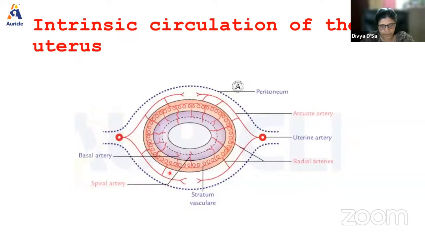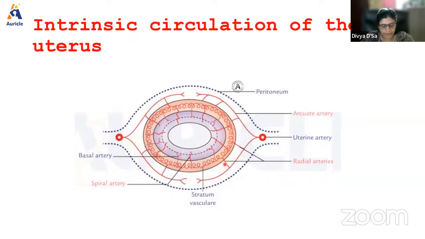Okay, they will pierce through the myometrium and form what we call the stratum vasculare. This is the stratum vasculare piercing through the myometrium. This outside covering will be the perimetrium. The brown layer you are seeing is the myometrium. Here all these radial arteries will anastomose and form the stratum, stratum means a layer, the stratum vasculare layer.